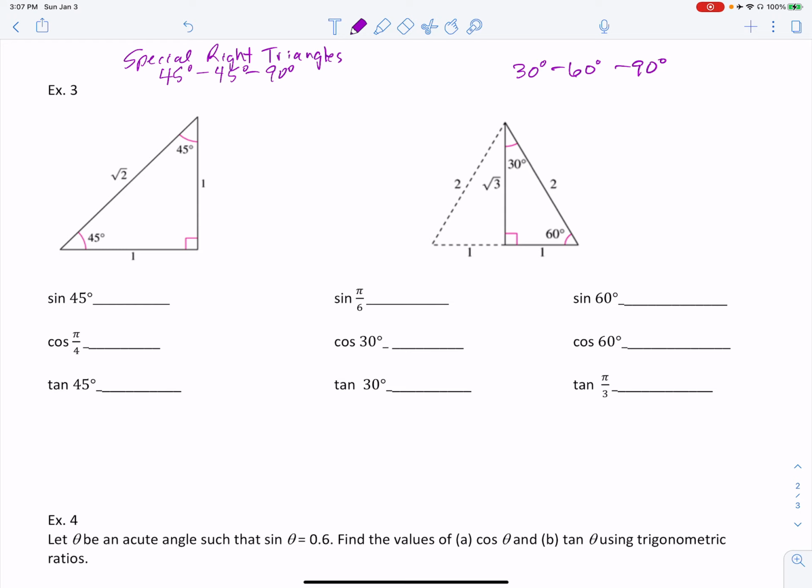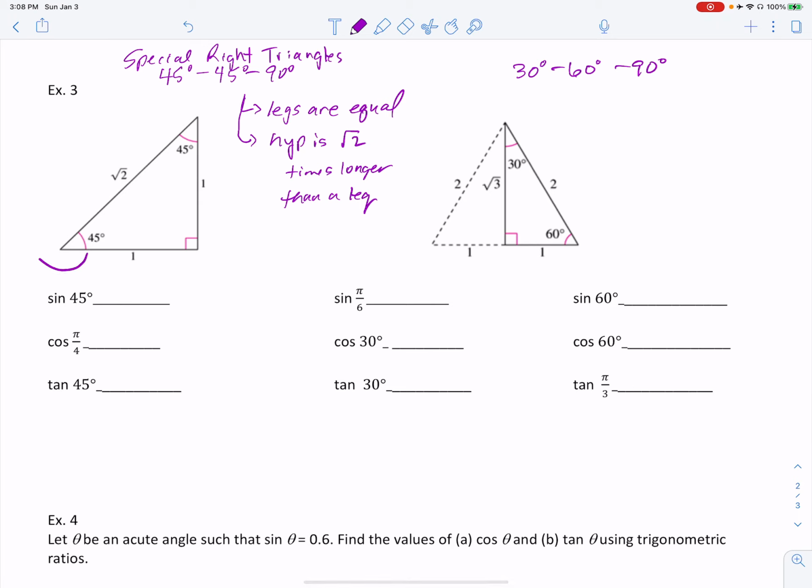On a 45, 45, 90, the legs are equal in value, and the hypotenuse is √2 times longer than a leg. And so to go from a leg to a hypotenuse, you are multiplying by √2. To go the opposite direction, you need to divide by √2.